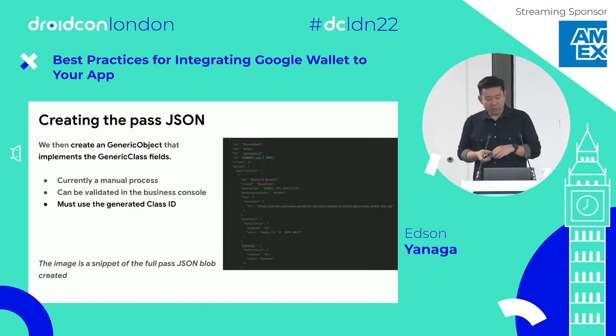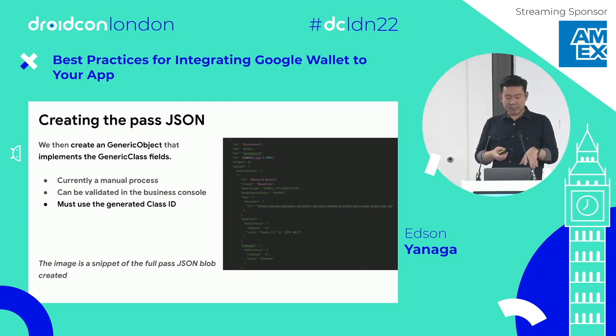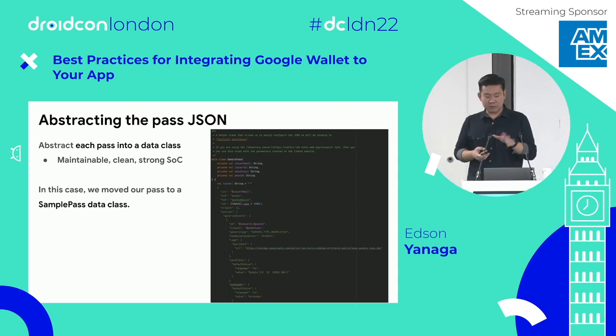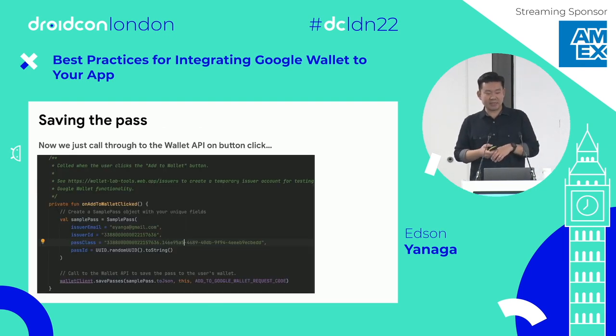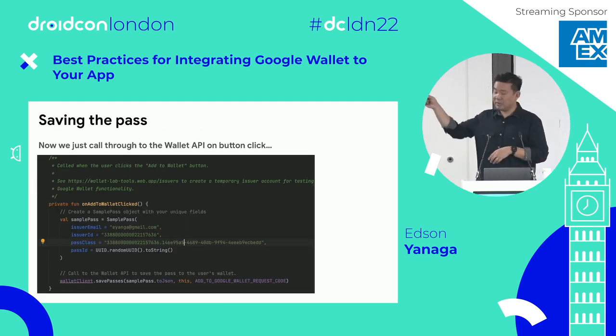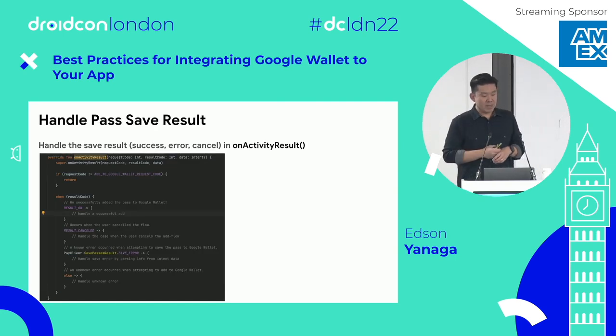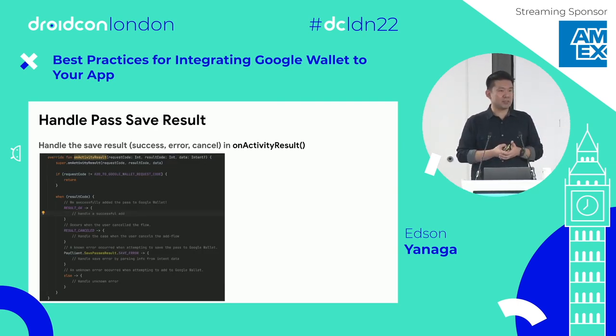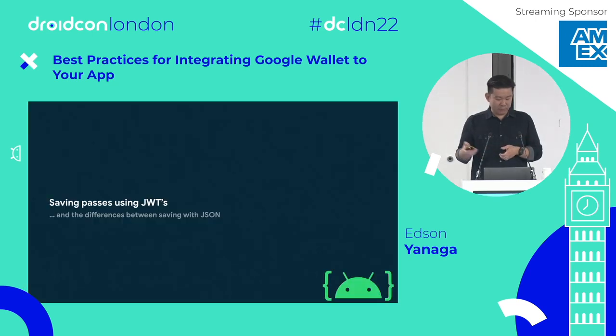Okay. Well, the next slide is just for later reference. I'm just mentioning the steps that I described, showing you the code. So you need to create the pass in JSON. You're abstracting that in a data class. You're going to save the pass with this particular code. And you're going to handle the pass save result, which is pretty simple Android code. If it was successful, everything went well, you're going to show the pass. This is the basic flow.